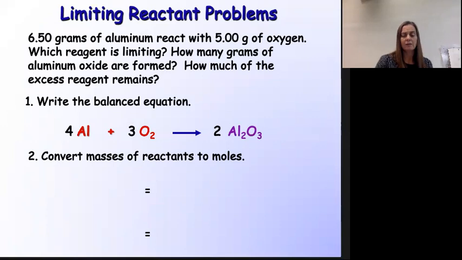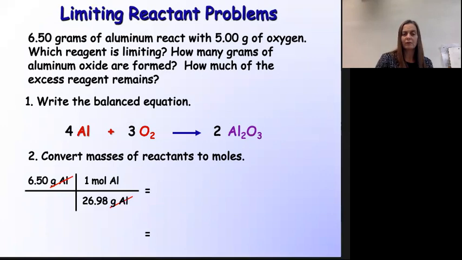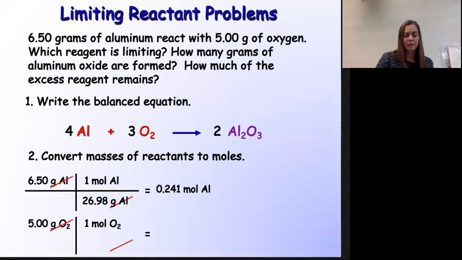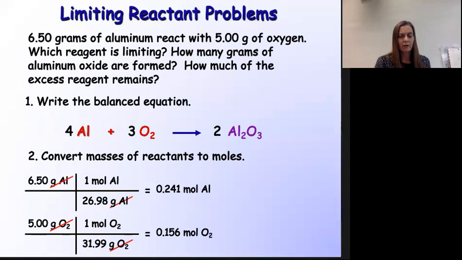So we've written our balanced chemical equation, and now we're going to convert the masses of each of the reactants to moles. Since we have mass, we're going to use molar mass: 6.5 grams of aluminum, and for every 1 mole of aluminum, we have 26.98 grams of aluminum, and that gives me 0.241 moles of aluminum. I'm going to do the same process for oxygen, recognizing that oxygen is diatomic, so I need to make sure that I double the molar mass of monatomic oxygen to get the mass of oxygen. And that gives me 0.156 moles of oxygen.